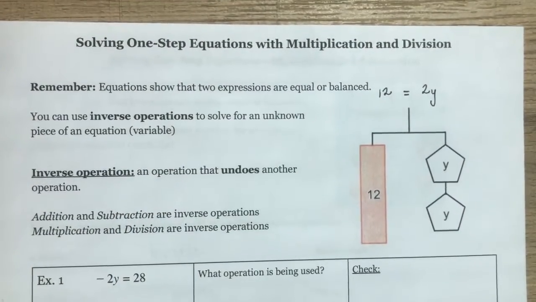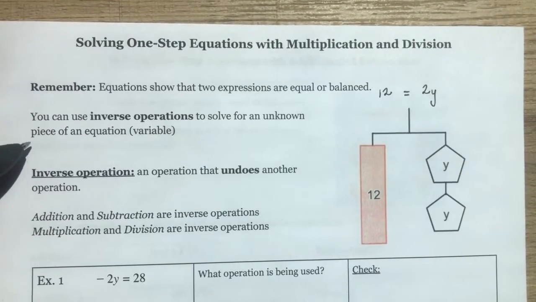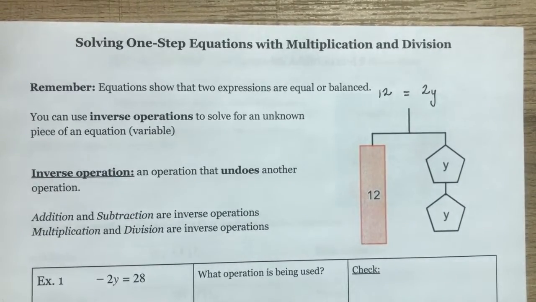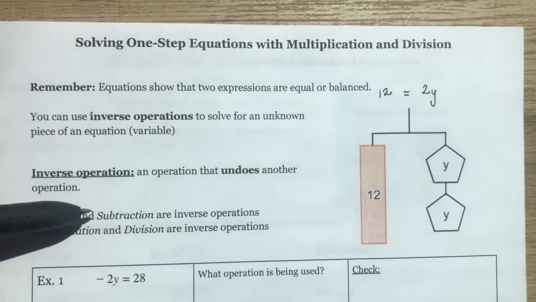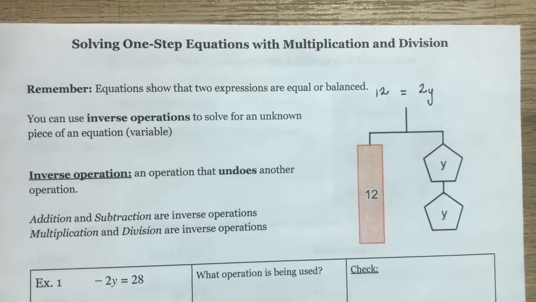Just a little refresher, we can use inverse operations to solve for an unknown piece of an equation or a variable. Inverse operations are an operation that undoes another operation. Like addition and subtraction, those are inverse operations, and multiplication and division are also inverse operations.